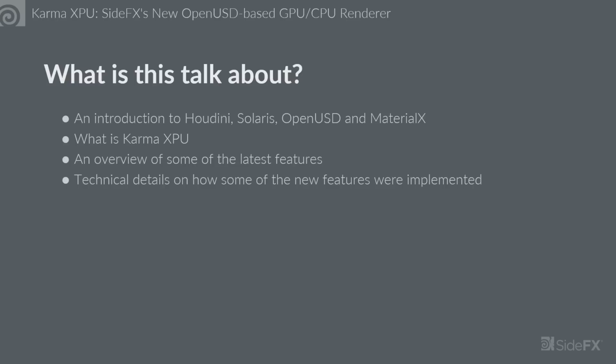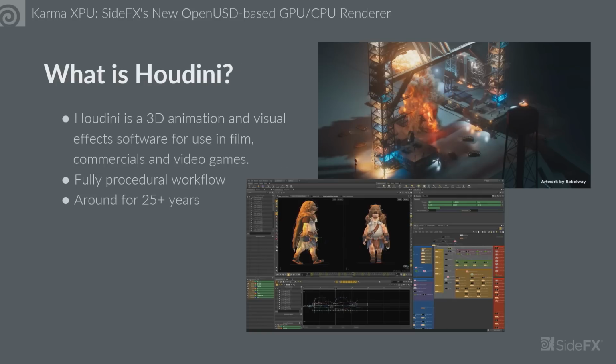So what does this talk about? First, there is an introduction to Houdini, Solaris, OpenUSD, and MaterialX. Then I'll discuss Karma XPU and our upcoming version 1 release. I'll then give a quick overview of some of the latest features. And to finish, I'll give some technical details on how Karma XPU and some of the new features are implemented.